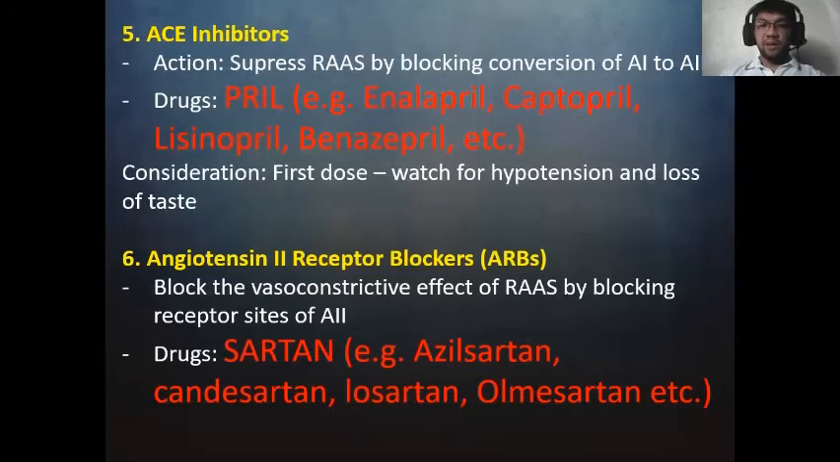Next, the sartans, angiotensin 2 receptor blockers. They block the vasoconstrictive effect of the RAAS by blocking receptor sites of angiotensin 2. So they end in sartan this time. Examples are azilsartan, candesartan, losartan, olmesartan. So anything that ends in sartan is an angiotensin 2 receptor blocker. What do they block? Receptor sites for angiotensin 2. So that it won't cause vasoconstriction, it won't tell the hypothalamus to make us thirsty to drink more water, and it wouldn't cause the adrenal cortex to release aldosterone, causing retention of sodium and water.